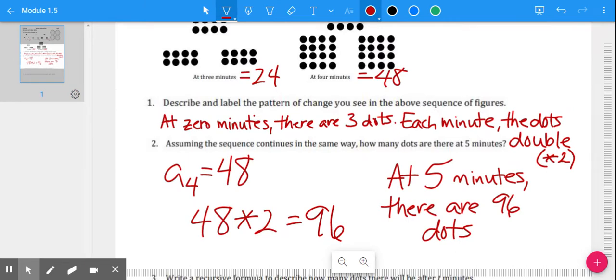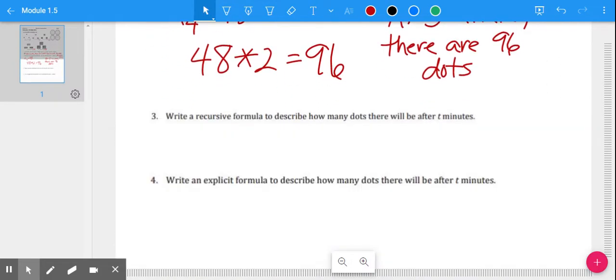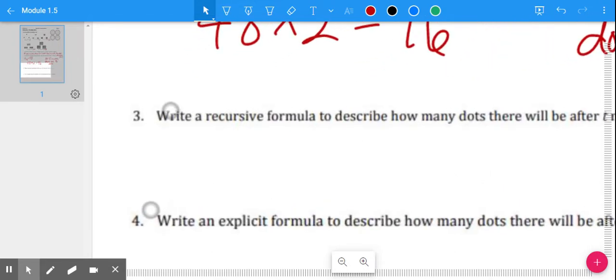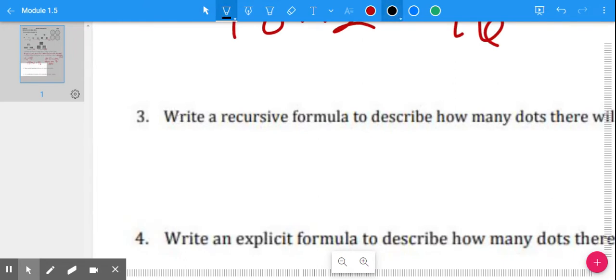So recognize your pattern. This one is doubling. It's multiplying by 2. So we can start at the 4th term and multiply by 2 to get the 5th term. So the next thing, it says write a recursive formula to describe how many dots there will be after t minutes. So the recursive formula, I'm going to write the generic formula and then we're going to fill it in.